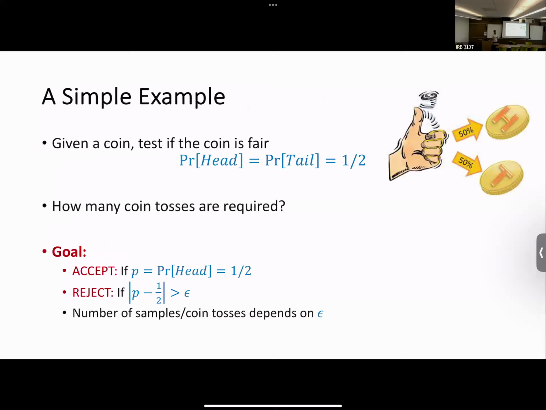Okay, so if you now go back to this simple example, what will be our modified objective? Now we want to distinguish these two cases. The first one is when your probability of head or tail is half, so basically the coin is fair, then we want to accept. Or we want to reject when it is far from being fair. So basically the probability of head is greater than half plus epsilon or less than half minus epsilon. So at least there will be a significant bias on one of these sides, either head or tail. Then we want to reject that.